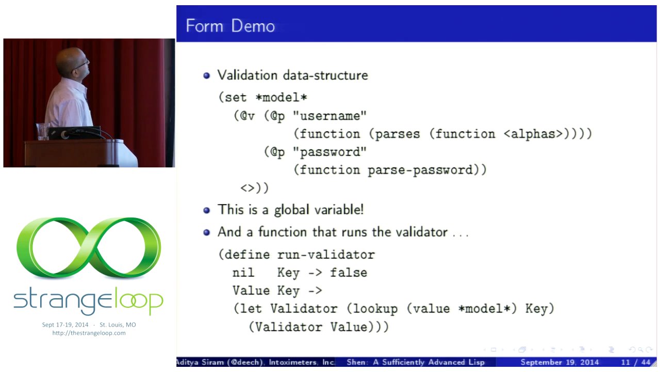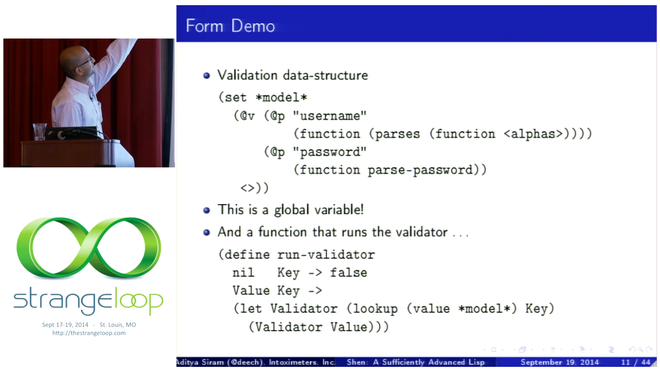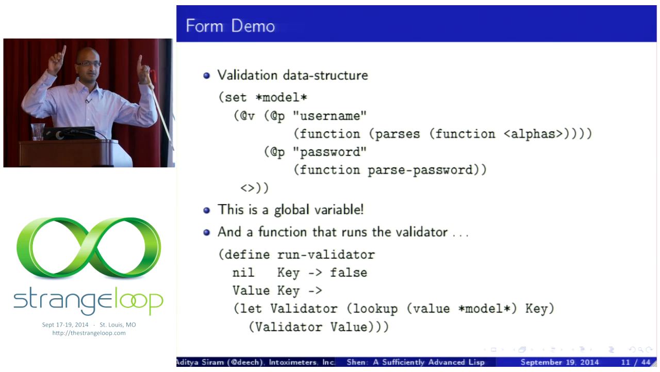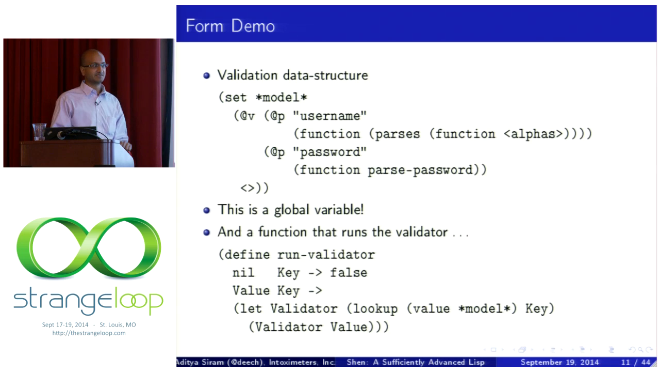So we have this top-level data structure called model up there. And by the way, the two asterisks surrounding model are sort of this Lisp idiom that means this is a global mutable data variable. I don't know why it's called that, but they're called earmuffs. So just, it's a Lispism.